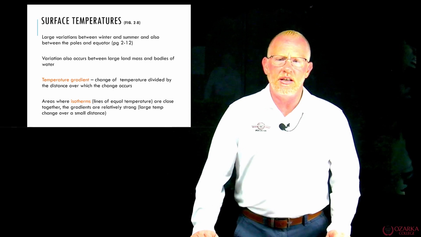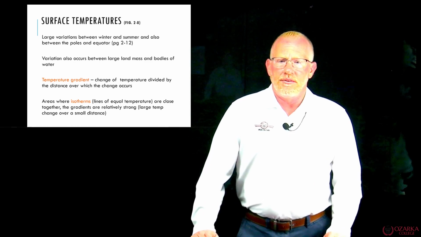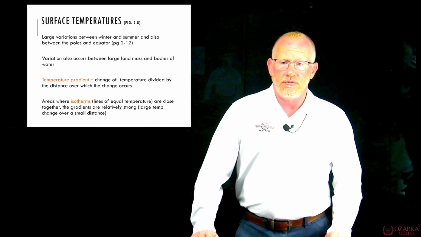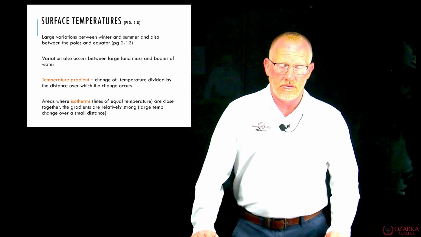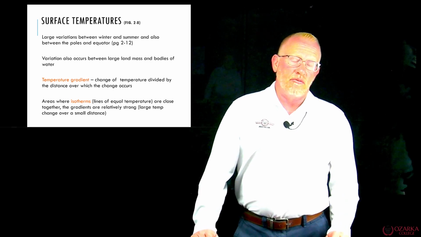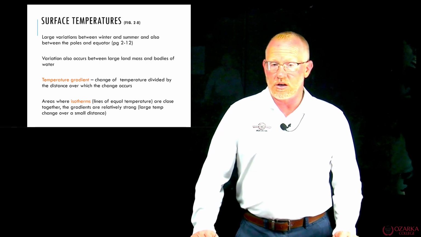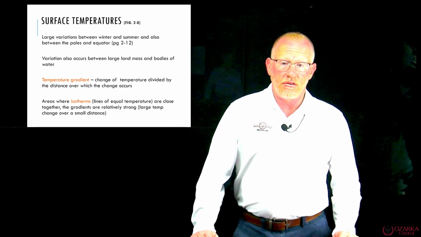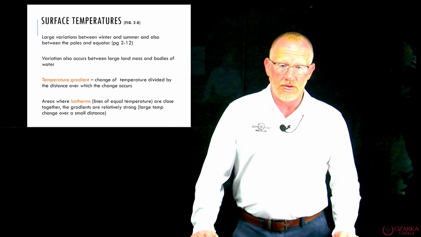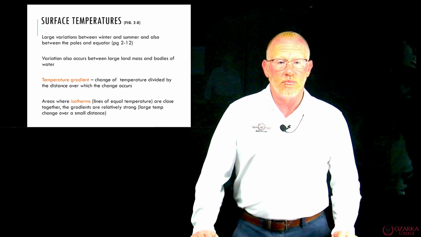All right, so let's talk about a temperature gradient. A temperature gradient is nothing more than the change in your temperature divided by the distance at which it changes. So if you've got a 20-degree temperature change between Memphis and Little Rock, and it's 100 miles, you'll take 20 divided by 100. Your temperature gradient is 0.2.